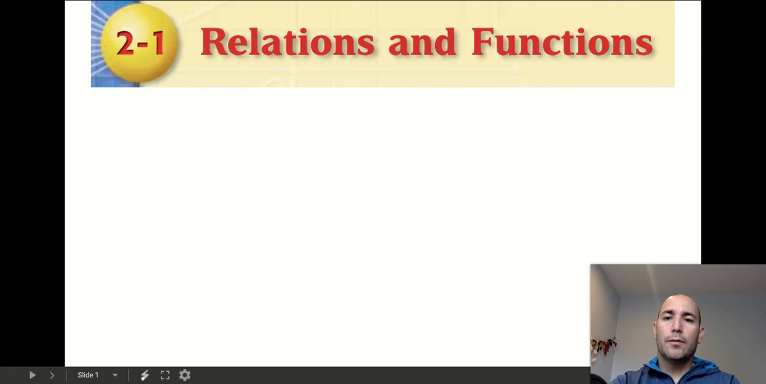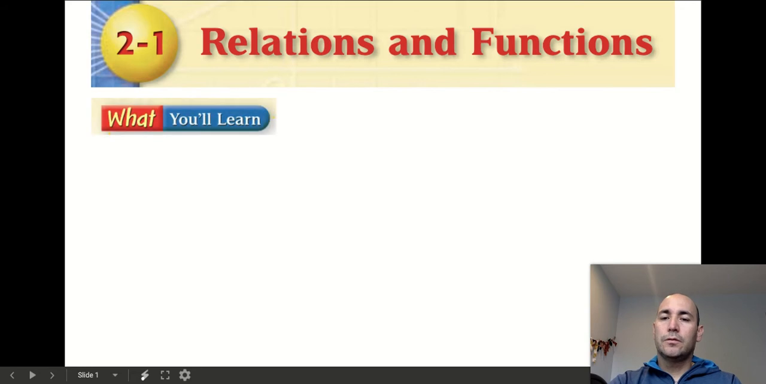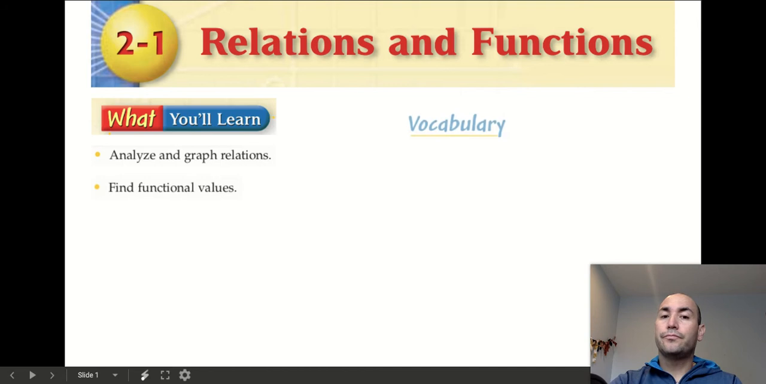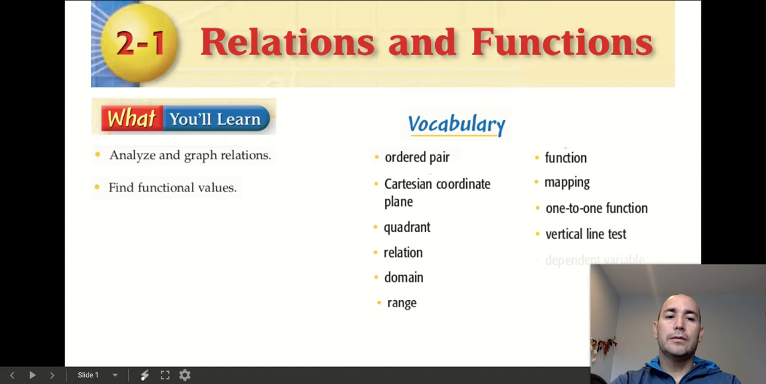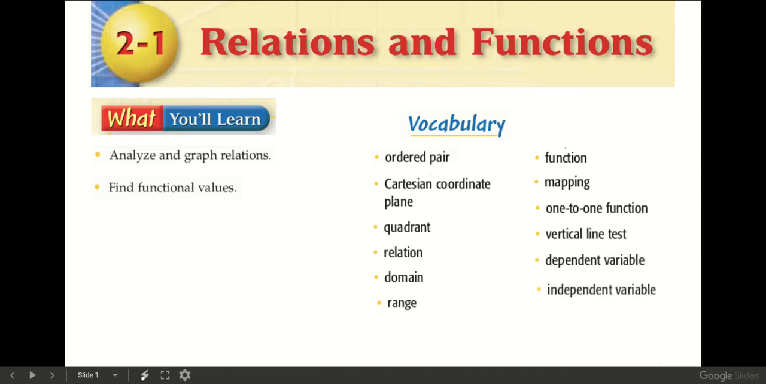All right, so today we're going to start with chapter 2, lesson 1. We're going to be talking about relations and functions. We're going to learn how to analyze and graph relations and find functional values. We have a long list of vocabulary words here: ordered pair, Cartesian coordinate plane, quadrant, relation, domain, range, function, mapping, one-to-one function, vertical line test, dependent variable, and independent variable. These are all things that we're going to go through and cover throughout our lesson today.